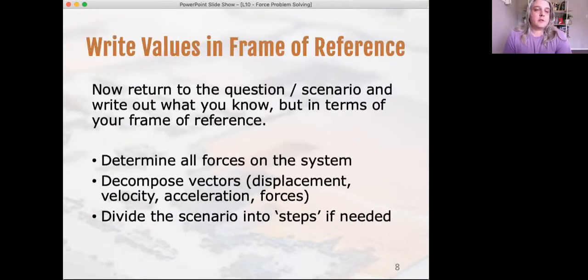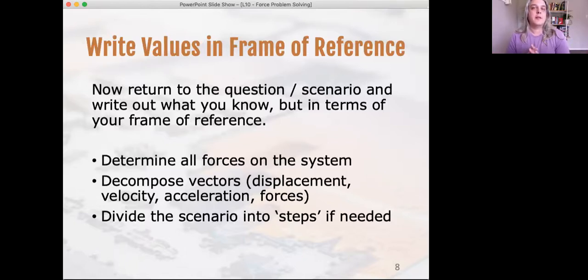Then we can move on to writing the question or scenario in terms of our frame of reference. At this point, we need to think about the system. So remember, the scenario is different from our system. So now we need to think about specifically our system. What part of our scenario are we concerned with? Are we concerned with just a ball, or are we concerned with the soccer player and the ball? Are we concerned with just a car, or is our collision between a car and a truck, we're concerned with both vehicles? What is our system?